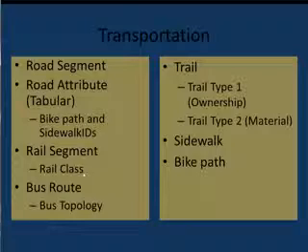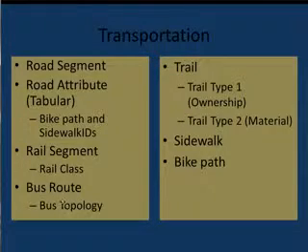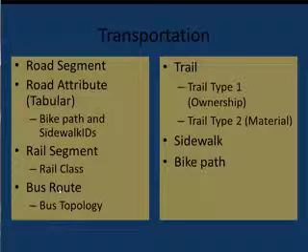Next, rail segments, very much like road segments, are tied to different attributes, including railroad classes, which determine how heavy of a railroad it is, how heavily used. Next, we have bus route. Public transportation is important in almost every major city, and having this bus route here, it allows planners to keep track of where public transportation is accessible.